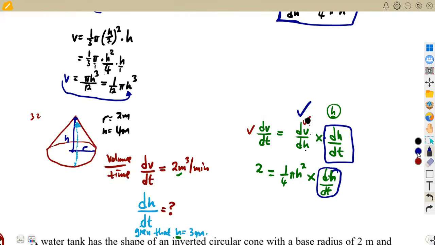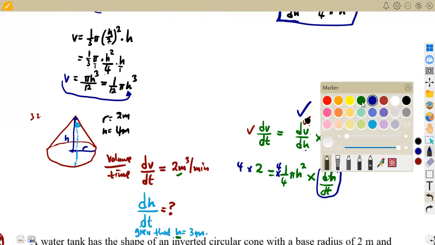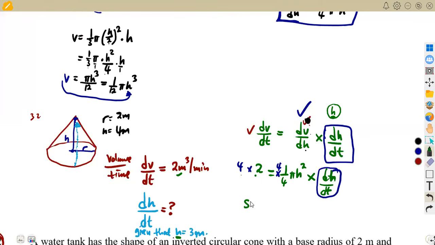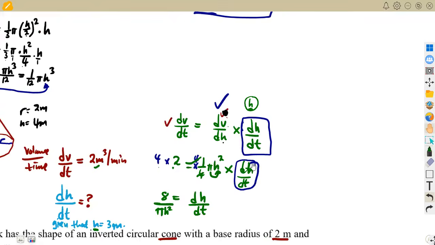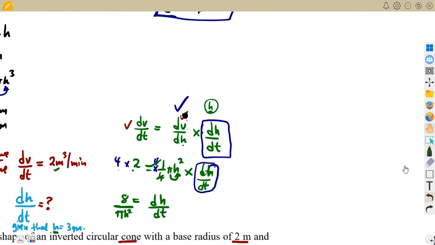So what are you going to do? You can simply cross multiply or just divide to remove this fraction. You can multiply by 4 on both sides, so that will be 4 times 2, which is 8, is equal to, the 4 cancelled, so we are left with pi h squared times dh/dt. So we are going to divide by pi h squared. Since it is under multiplication, we divide. So this is the expression for dh/dt.